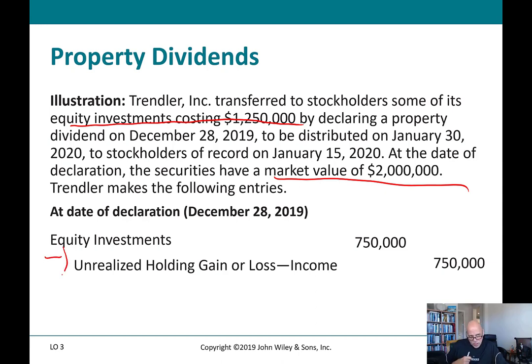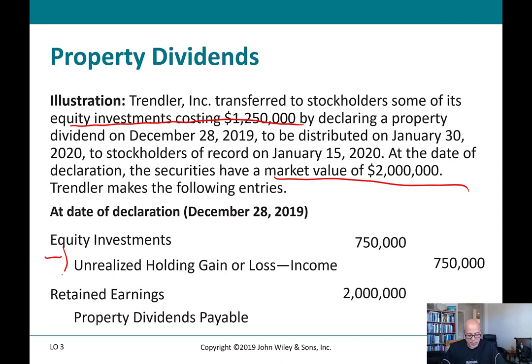So we're going to distribute some stock that we hold, not our own stock, but stock that we hold in another company. We're going to distribute that as a dividend. Then we set up the dividend at the fair market value, right? Because we're distributing stock that has a fair market value of $2 million. Debit the retained earnings, credit the dividend payable. Again, this is stock that we hold in another company as an investment.